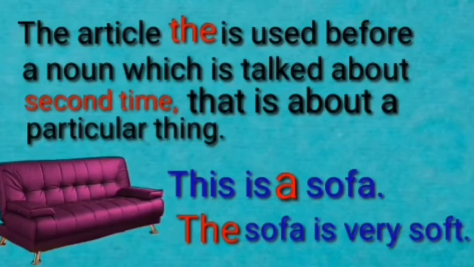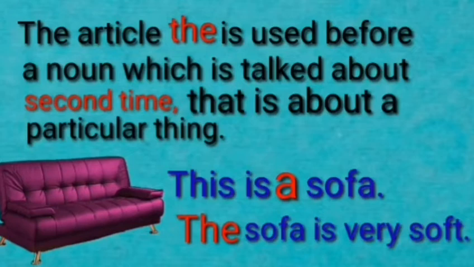The article the is used before a noun which is talked about second time, that is about a particular thing. If you are talking about a particular thing second time, then you have to use article the. Look at these examples. This is a sofa, because sofa S sounds consonant. So we are using a sofa.